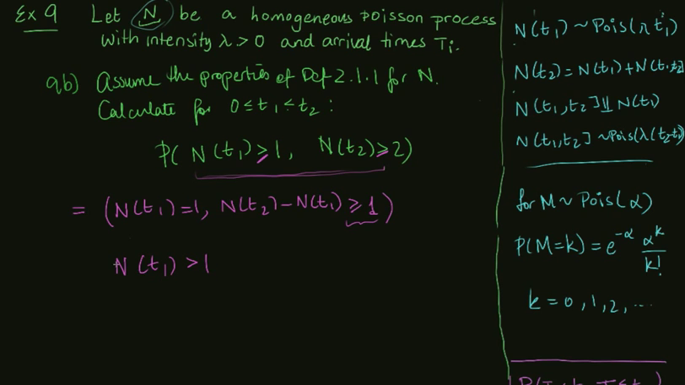And then the other event that if N(t1) is greater than 1, then we need not impose anything on N(t2), because then N(t2) greater than or equal to 2 will be an event that is included already in the event that we're looking at here. So the probability of this thing happening is just equal to the probability of N(t1) equals 1 and that the increment is greater than or equal to 1, plus the probability that N(t1) is strictly greater than 1.